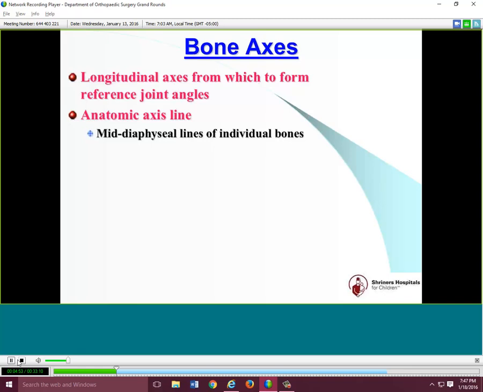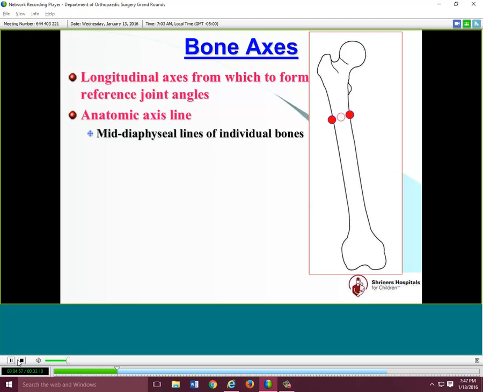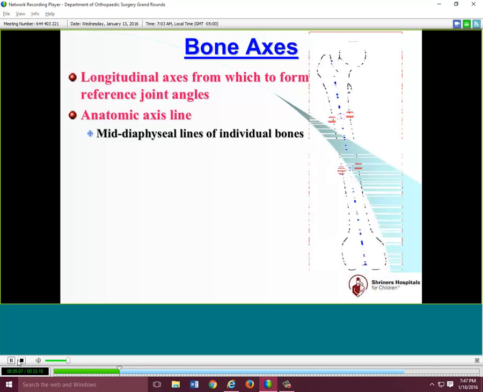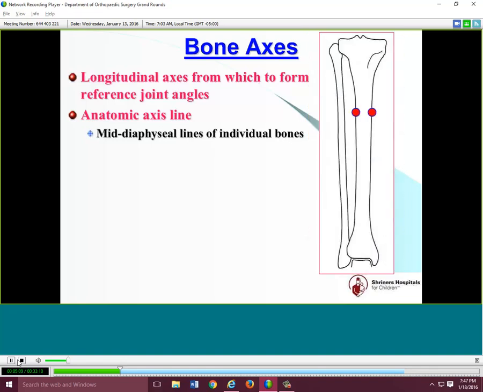There's the anatomic one, which is the mid-diaphyseal line to the individual bones. So if you have a femur, you choose 2 points on the cortex and a dot in between. Just do the same further down the shaft and draw a line through that, and that's your anatomic axis. For tibia, same thing. 2 dots, dot in between. And there's your anatomic axis.